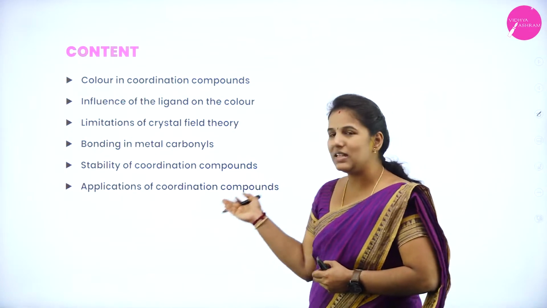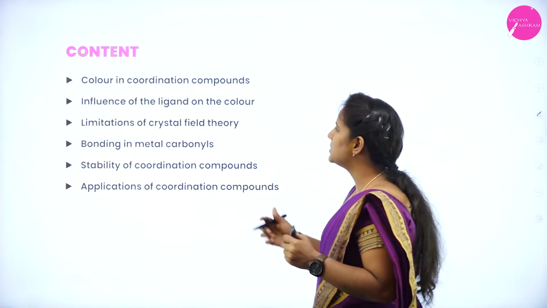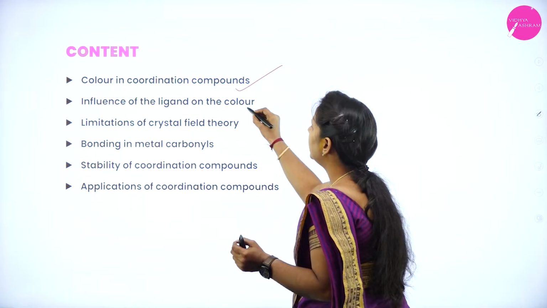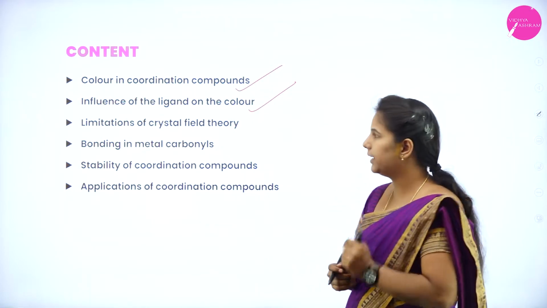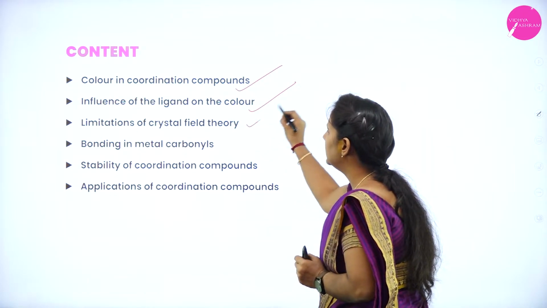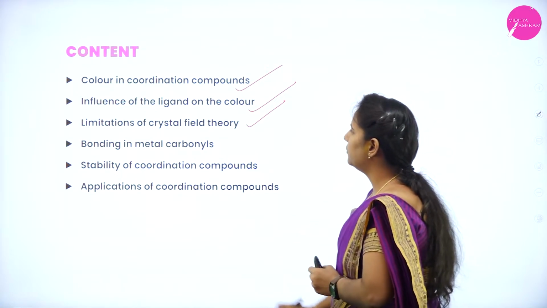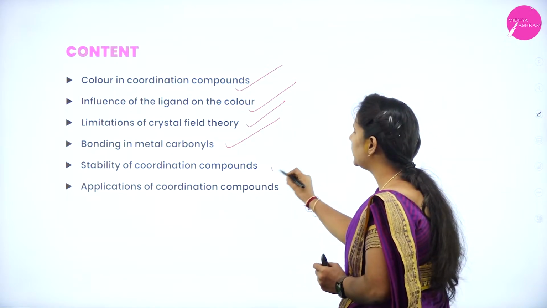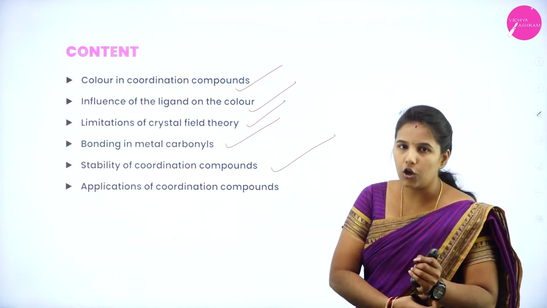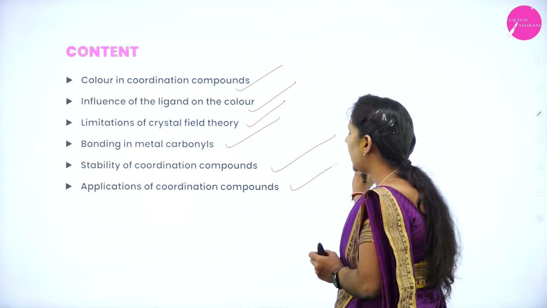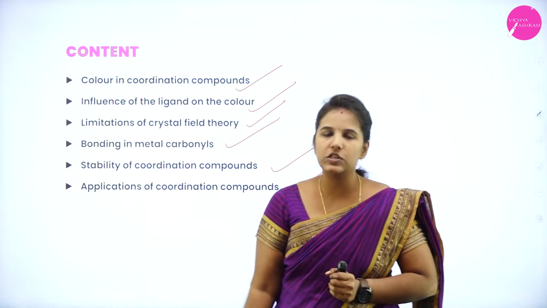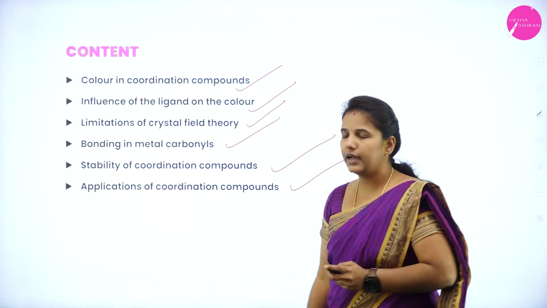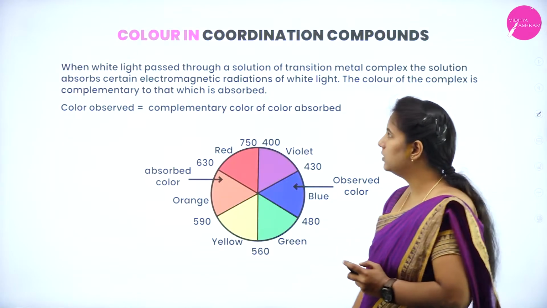Today let us move on to the last topic of this unit by understanding the color in coordination compounds and the influence of the ligand on the color. We are going to understand the limitations of CFT and the bonding in metal carbonyl, and we are also going to understand the stability of coordination compounds and the applications of coordination compounds in this session. Let's see what is color in a coordination compound.